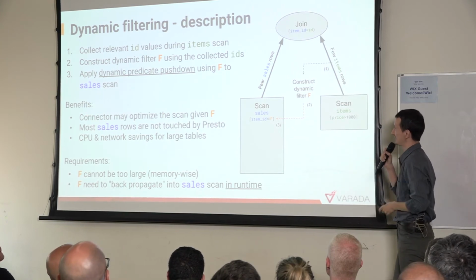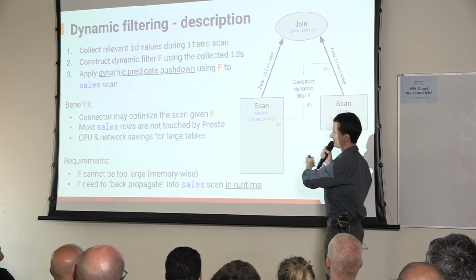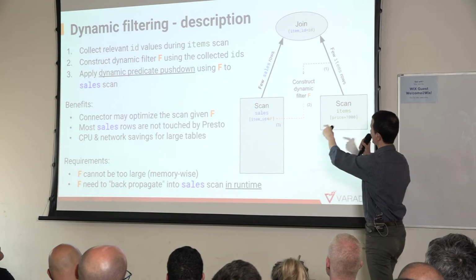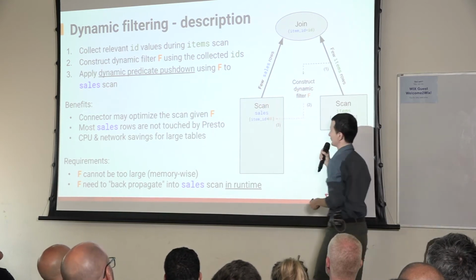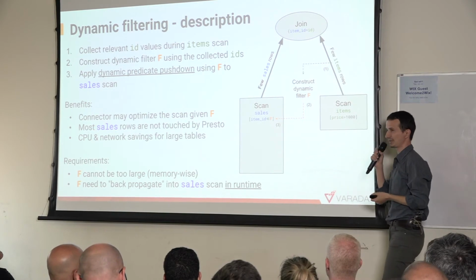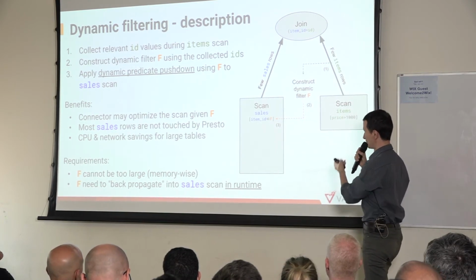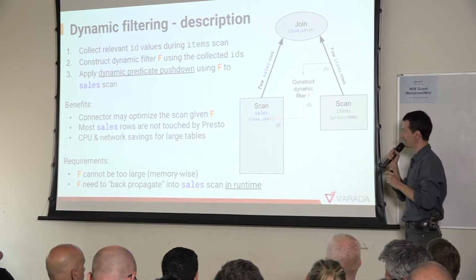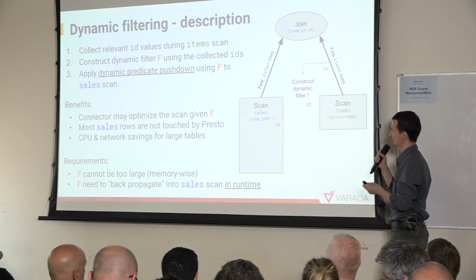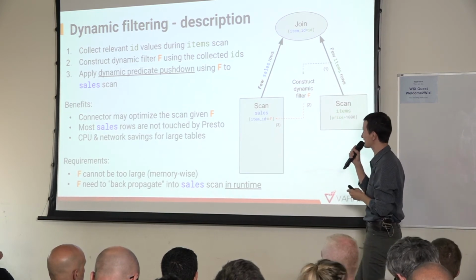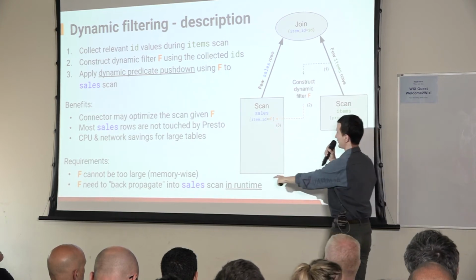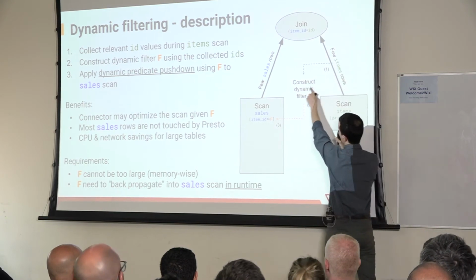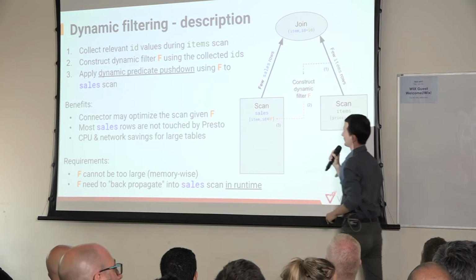So, of course, most of the rows in this case won't be touched by Presto at all. So our connector will be just picking those and pushing them to Presto. So very few sales rows will come there, and we'll probably have significant CPU and networking savings. So, of course, in order to implement that, the dynamic filter F, which is constructed here, should be quite small. Currently we don't support large dynamic filters, but the main issue is to implement this kind of communication between this part of the scan and computing the dynamic filter, and then pushing it down to this scan.